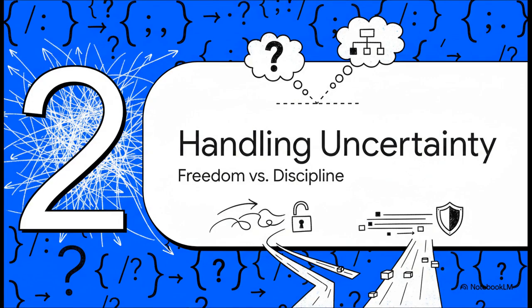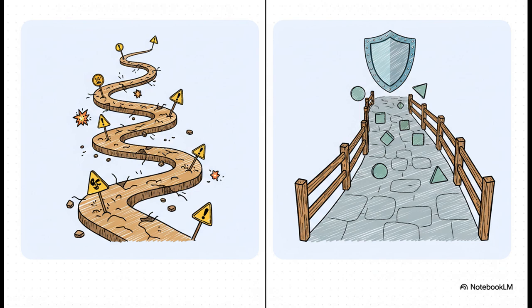All right, tool number 2. This one is all about dealing with uncertainty in your code. What do you do when you just don't know what a variable's type is going to be? This is a fork in the road for a lot of developers, a choice between taking a risk and playing it safe. On one side, you have any.